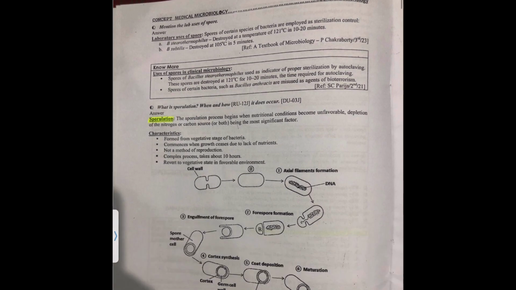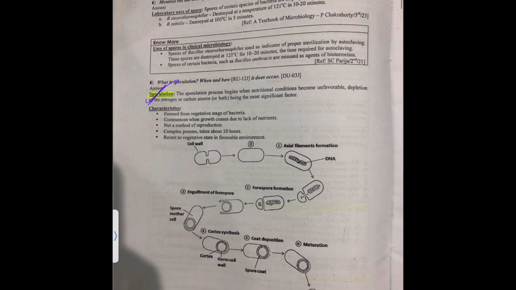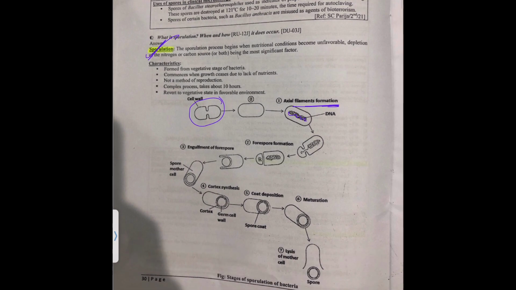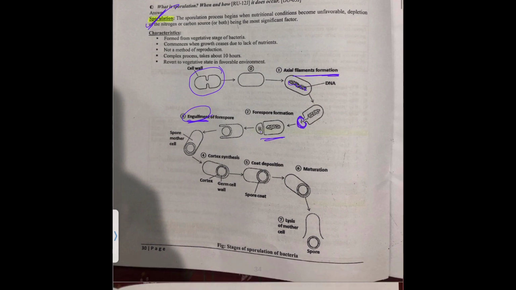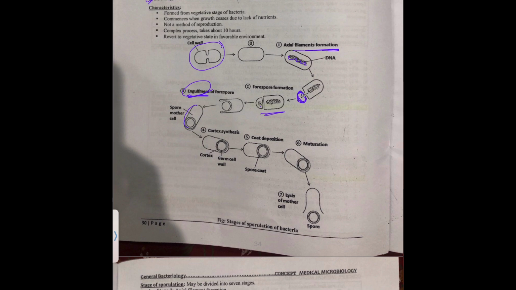Then sporulation is the process of spore formation. Look at it. First, axial filaments were formed. Then there was a forespore formed, with one constriction. Then this forespore was engulfed and was inside the mother cell. And cortex was synthesized, coat was deposited, and after maturation, there is lysis of the mother cell and spores are released.